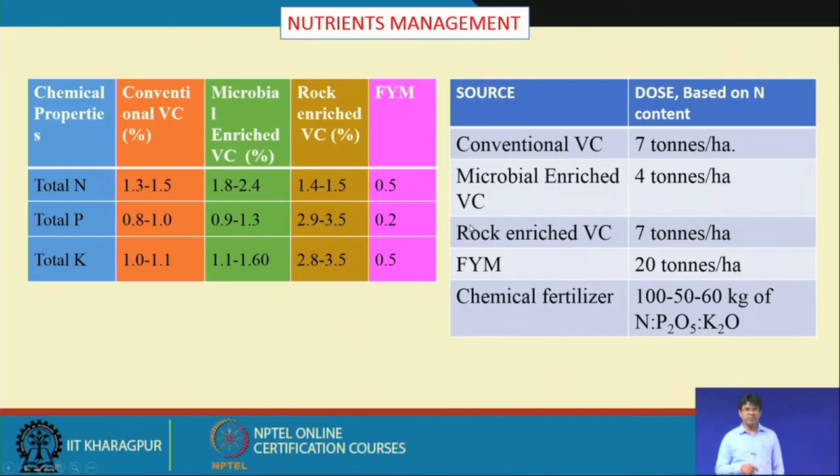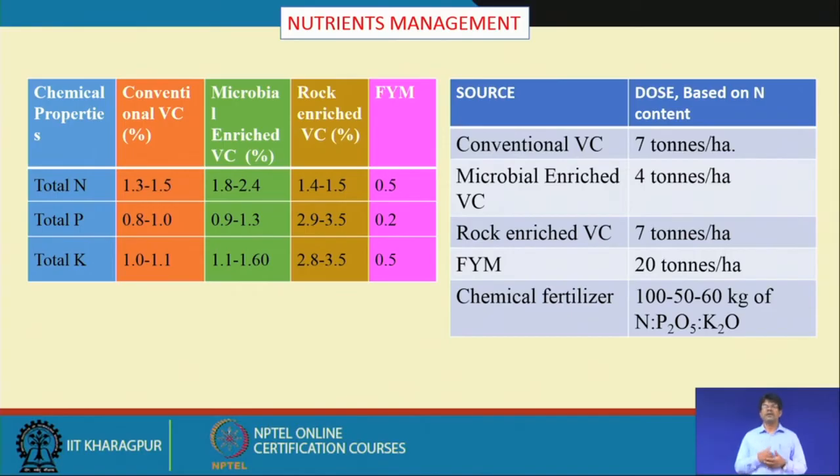Likewise, as you did for the potato crop, for the farm-made manure containing only 0.5% nitrogen, we use 20 tons of farm-made manure to meet the nutrient demand of the crop. But if you use conventional vermicompost or the rock enriched vermicompost, they have a similar requirement, about 7 tons. This is because for the conventional vermicompost or the rock enriched vermicompost, there is no change in N content. The nitrogen content remains the same.